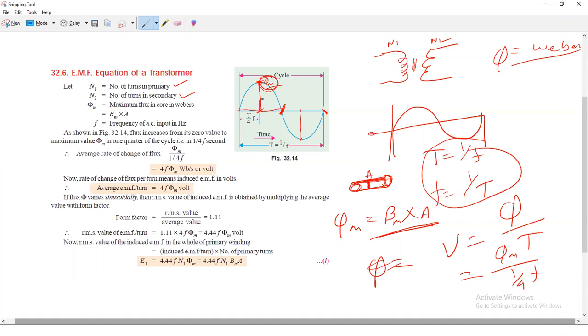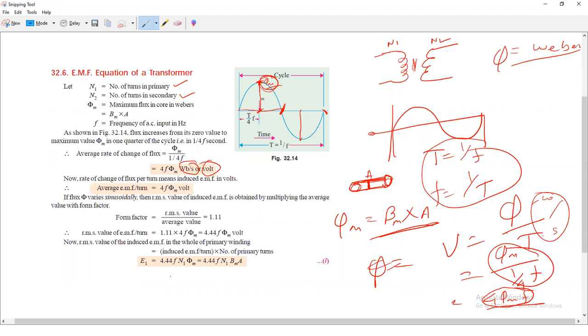Multiplying this section to this, it is the 4 IMF or 4f IMF. This is equal to this. Okay. So Weber, this is the flux means Weber, and time is second. So Weber per second is the unit. Weber per second means volt. And this is the average EMF per turn. Okay, average EMF per turn.